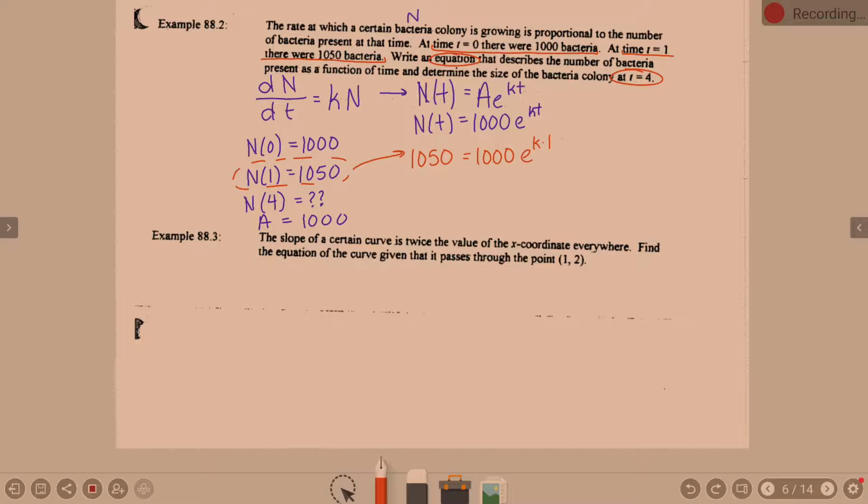1050 divided by 1000 is 1.05. So then you have 1.05 equals e to the k. Now I'm at that stuck point of I need to know what k is, but k is stuck in the exponent. So now I'm going to take the natural log of both sides. So the natural log of 1.05 equals the natural log of e to the k.